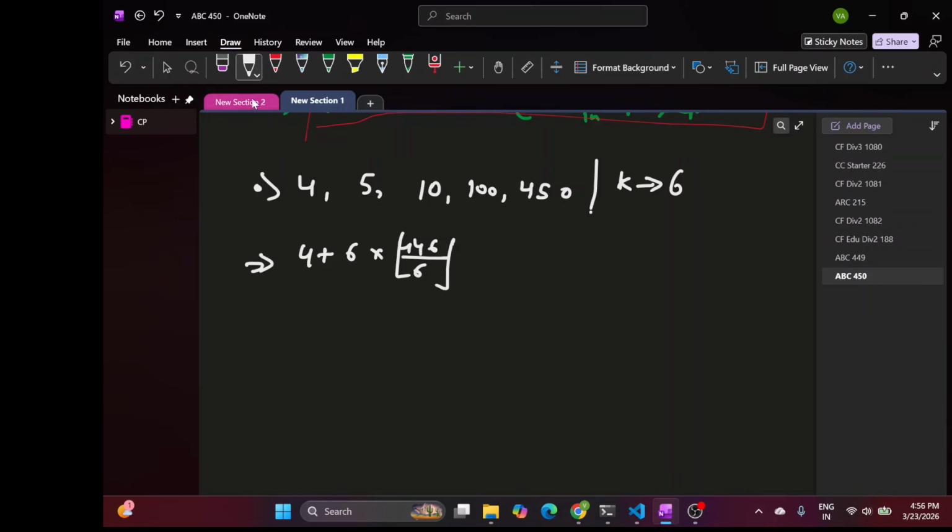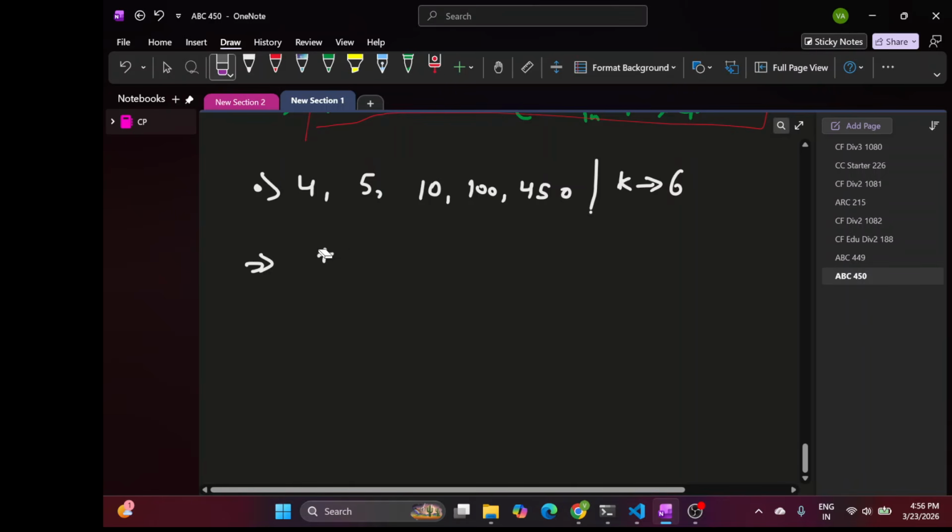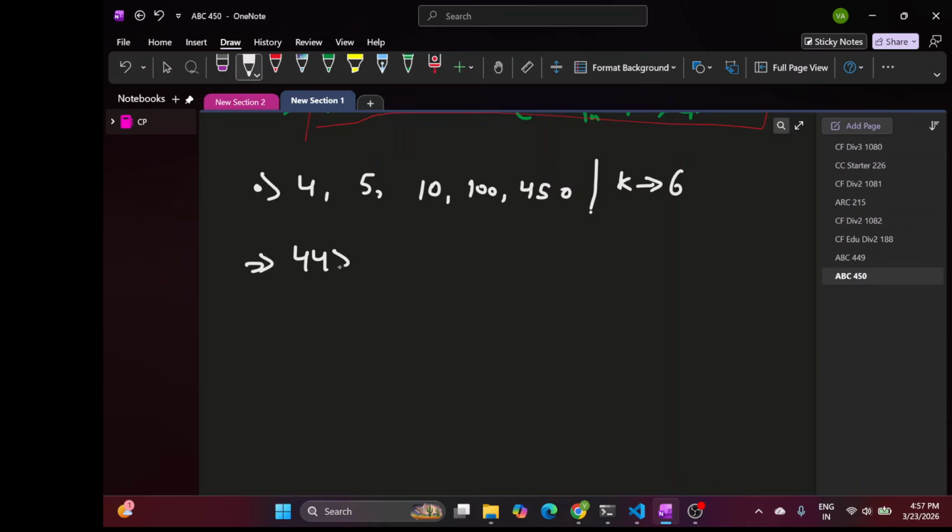Actually, let's do this quickly. I'll just calculate these values by calculator. So we have 450 minus 4, that is 446, divided by 6. It gives us 74. And 74 times 6 plus 4 gives us 448. So we got 448. Similarly, in case of 5, we'll get 449, right?